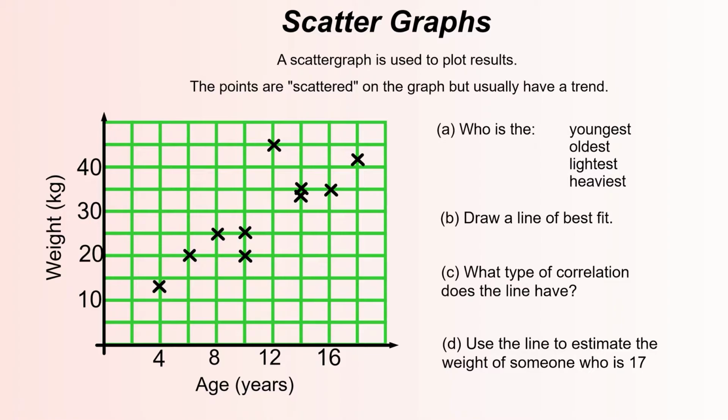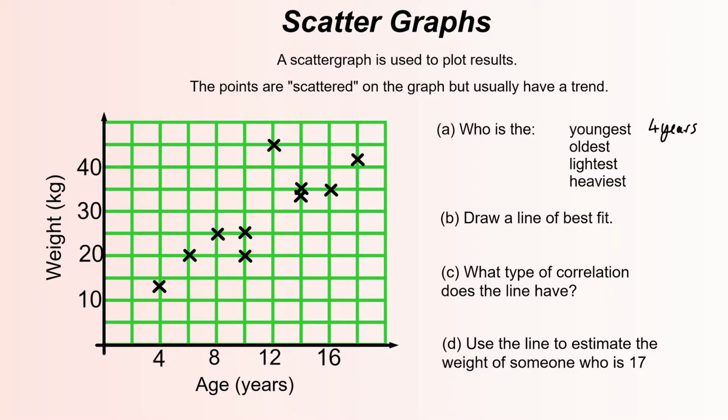For the youngest, we're looking at the x-axis. We're looking to see where the lowest value is on the x-axis for one of our crosses, and that's actually 4 years old here. So you can see the lowest value for any of these crosses on the x-axis is 4. So the youngest would be 4 years old.